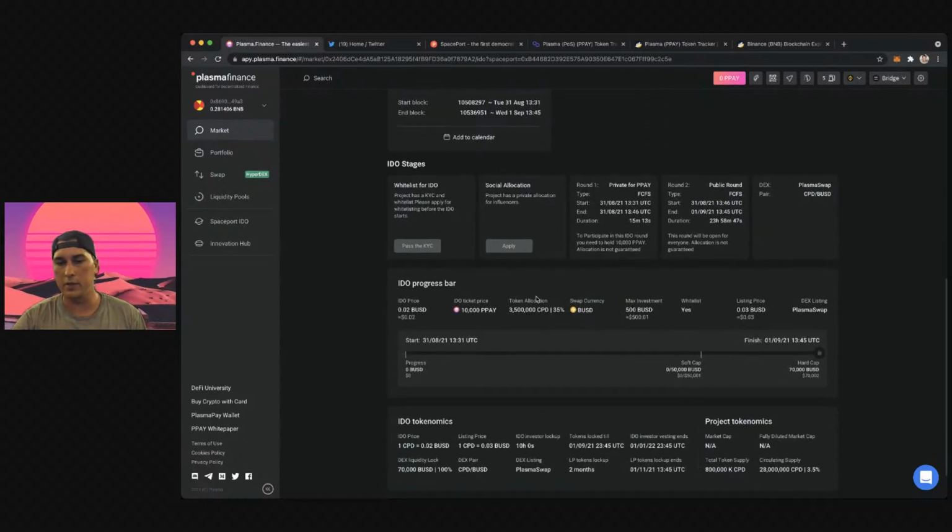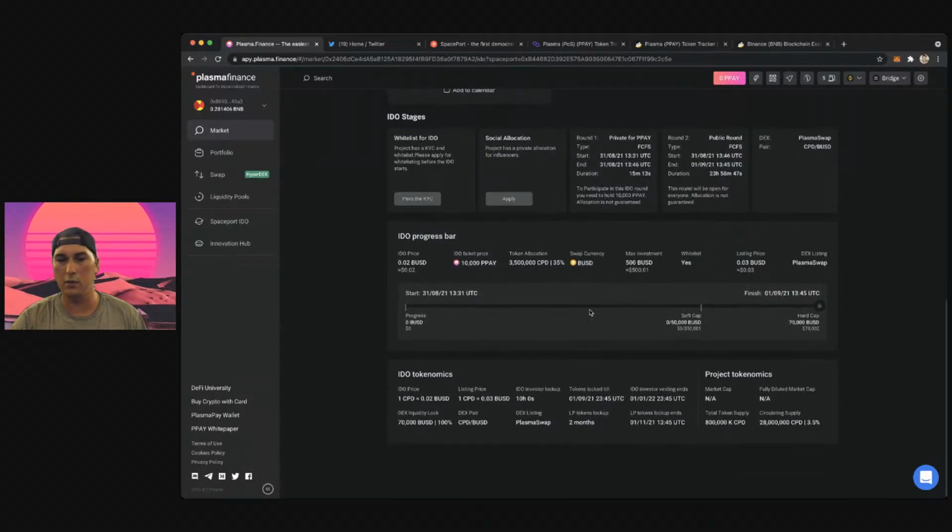On the progress bar, you see the same information as on the previous preview page. And here's another important thing: the tokenomic model included inside the Spaceport contract. So let's read it together. The IDO price is 0.02 BUSD. The listing price is 3 cents, 3 BUSD. And then you see the IDO investors lockup, the token lockup, and the IDO investor vesting.